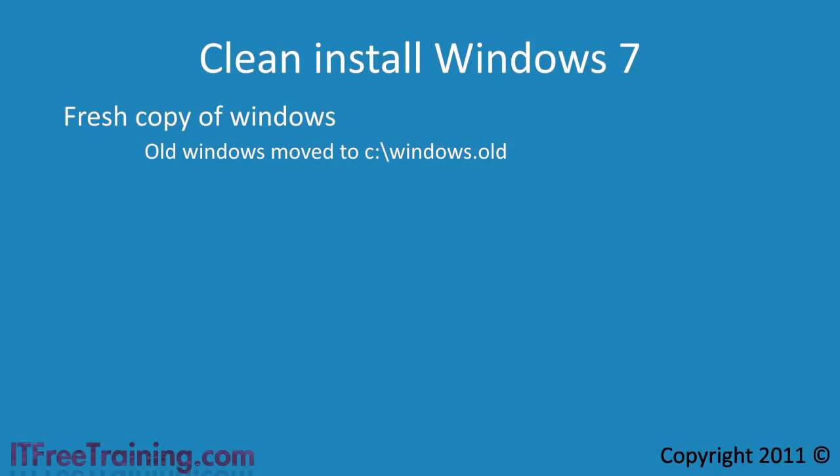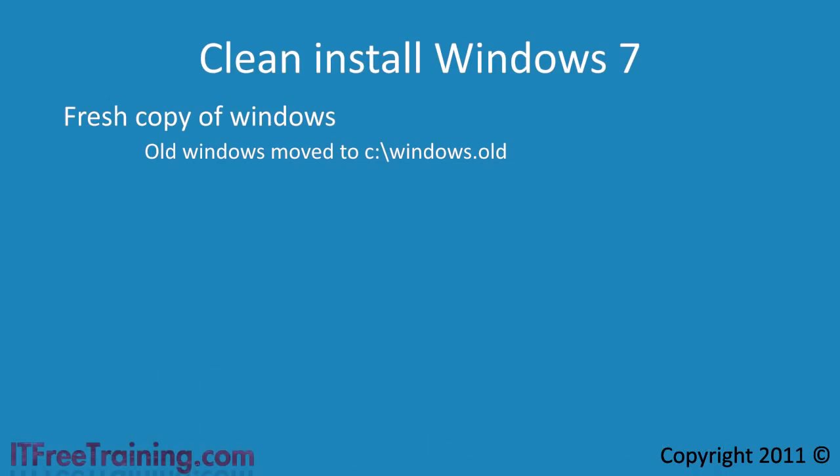This operating system will no longer be bootable, but you can always retrieve files from the directory later on if you require them. Later on in the course, I will go through the update paths to Windows 7. If no upgrade path is available, you may need to perform a clean install of Windows 7. For example, if you are running Windows XP, there is no upgrade path to Windows 7.